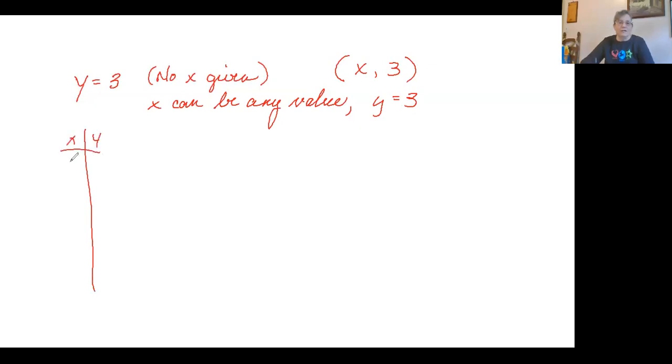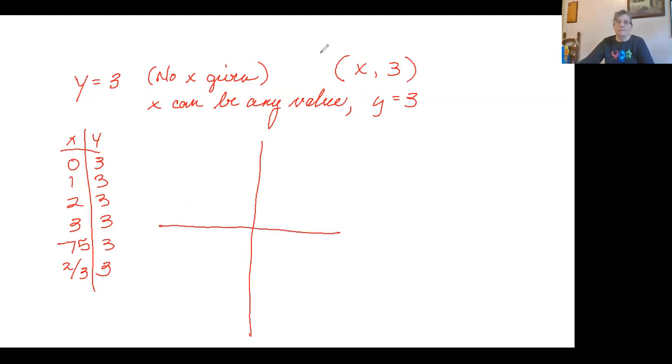So we've got points like 0, 3, 1, 3, 2, 3, 3, 3, negative 75, 3, 2/3, 3. The only rule is the x value, the y value, sorry, has to be 3. So we've got points like over 0 up 3, over 1 up 3, over 2 up 3, over 3 up 3. So you can see a pattern going here. Negative 1, 3, negative 2, 3, negative 1/2, 3, everything in between.